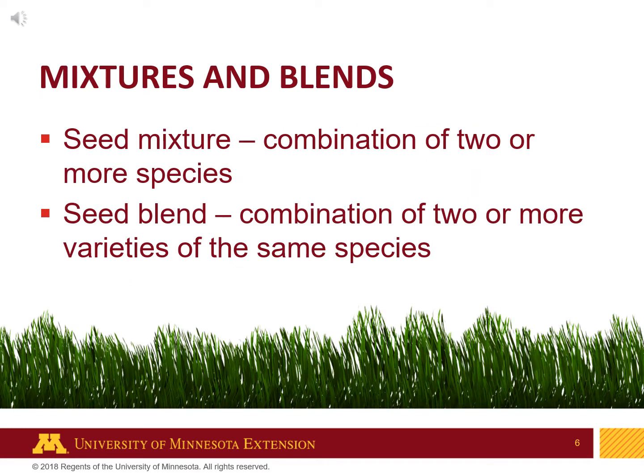After you have decided which species to use, the next step is purchasing the seed. Each bag of seed that you purchase will have an official label. Typically, you will not buy just one variety of a turfgrass, but rather a mixture or a blend. A seed mixture is a combination of two or more species. A seed blend is a combination of two or more varieties of the same species.